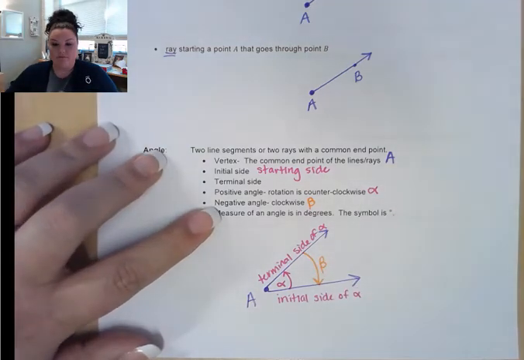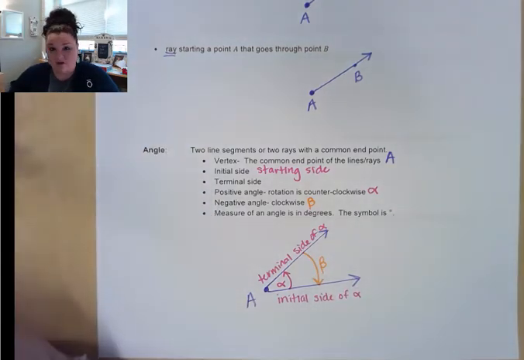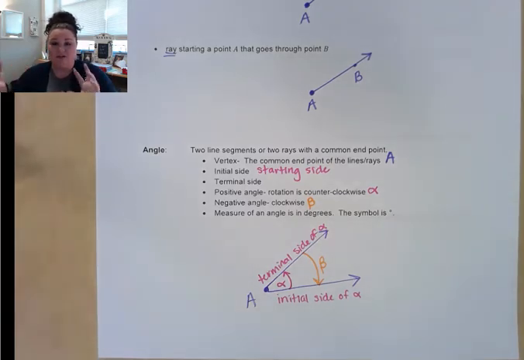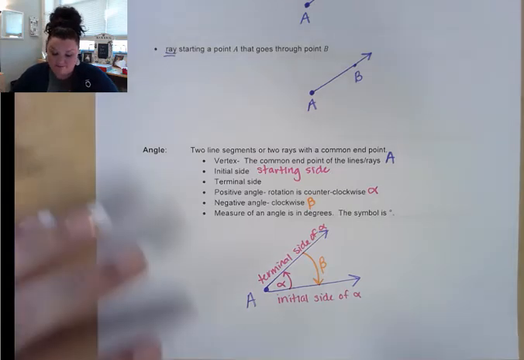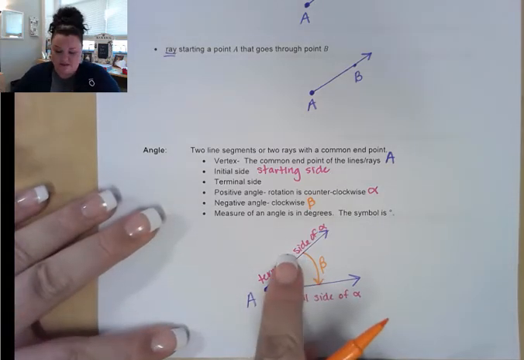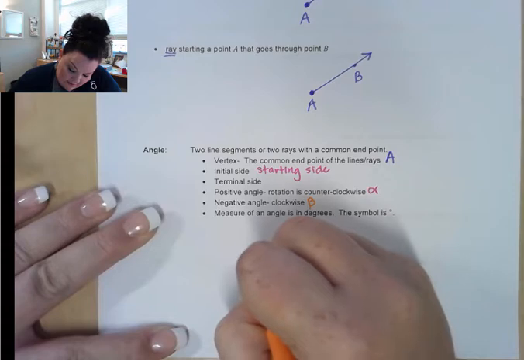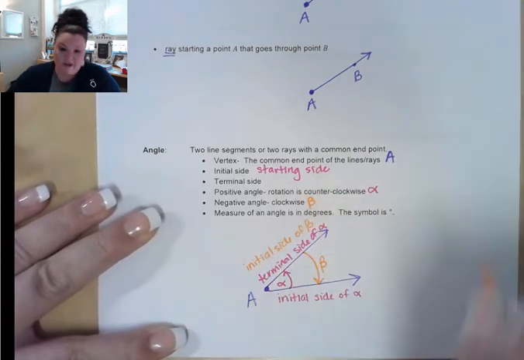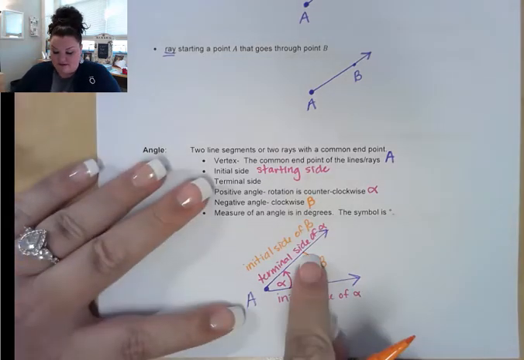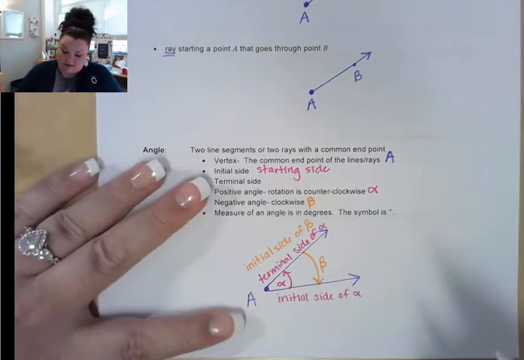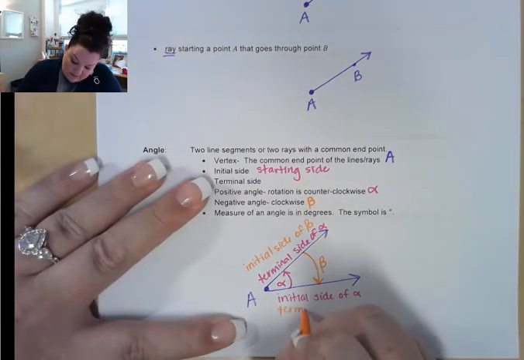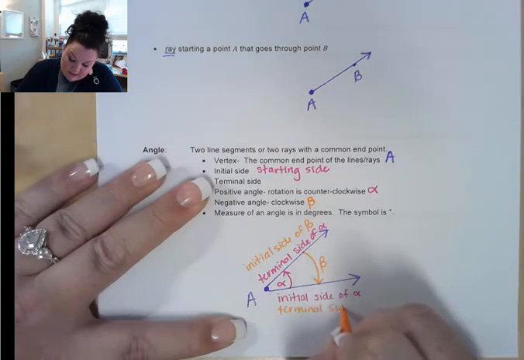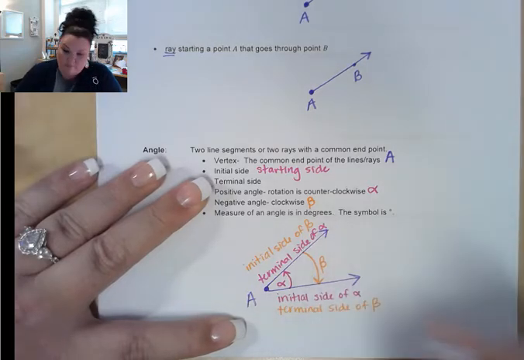Okay. So if we're looking at the angle beta, which happens to be negative, then that flips or interchanges our sides, right? Because notice beta starts up here. So this would be the initial side of beta, because that's where it started, and then beta ends down here at this ray, so this would be the terminal side of beta.